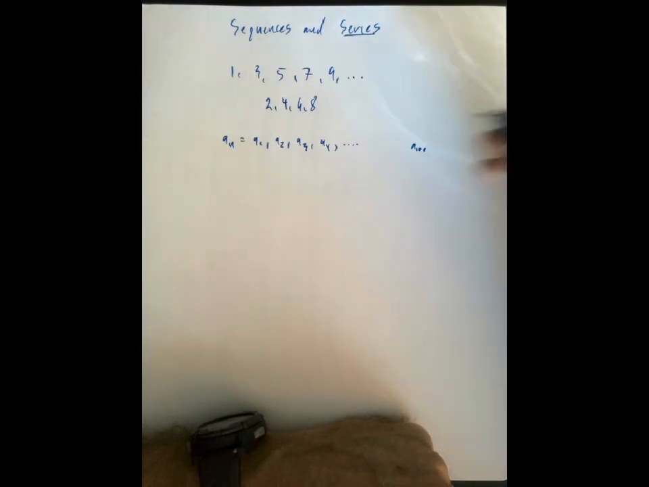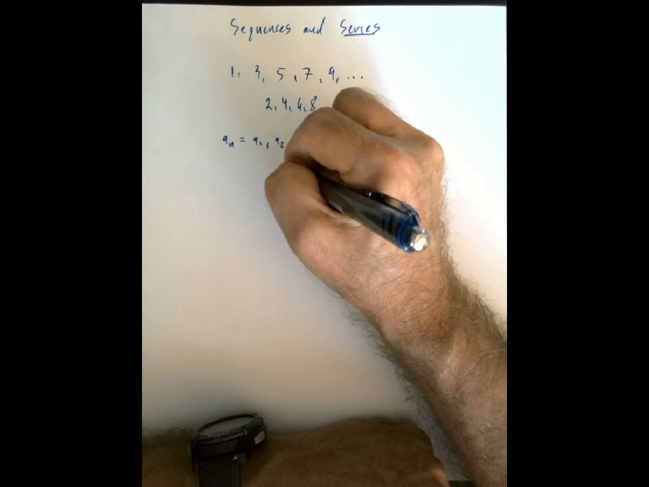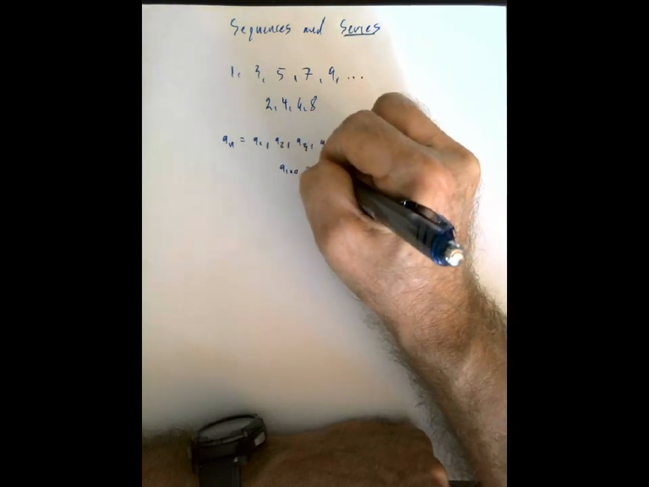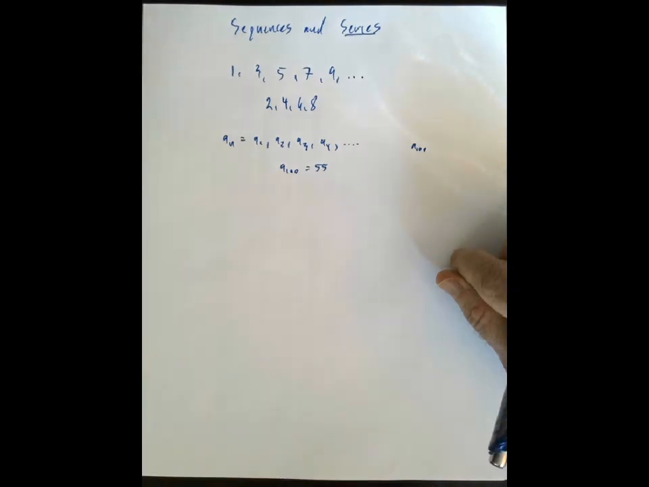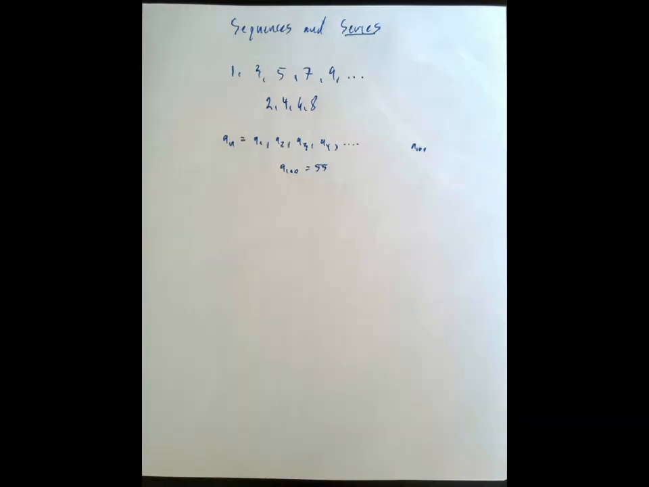For example, we could say a sub 100 is equal to 55. What that means is, for a given sequence, the 100th term happens to be the value 55. Now, we also saw that typically when we designated sequences, they would have a formula that would generate any given term in the sequence.